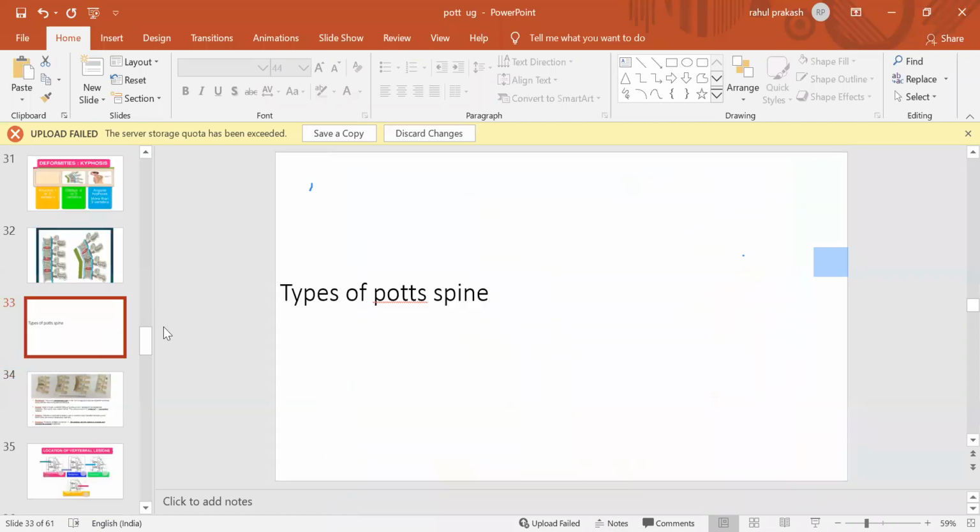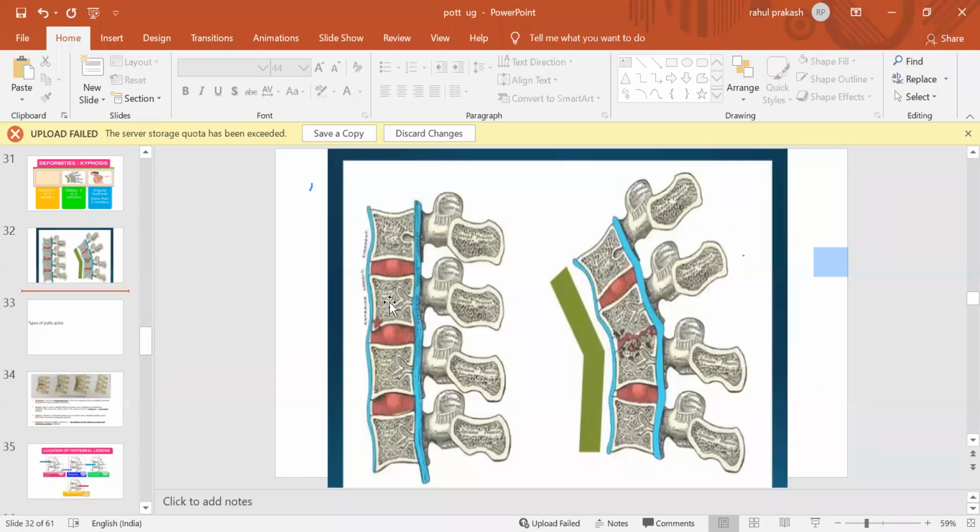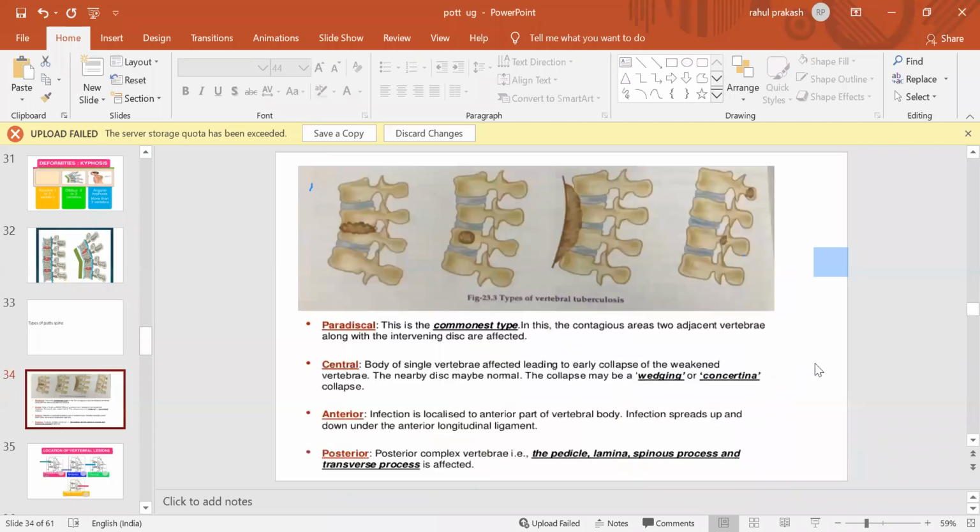Now there are types of Pott spine. Depending upon which area of the bones the TB infects, there are types of TB spine. One is paradiscal. Every time I say para, it means adjacent to that. Para vertebra is adjacent to the vertebra, or at the side. Paradiscal means at the side of the disc, meaning the intervertebral disc. If the problem is happening beside the disc, that is paradiscal. I will show you.